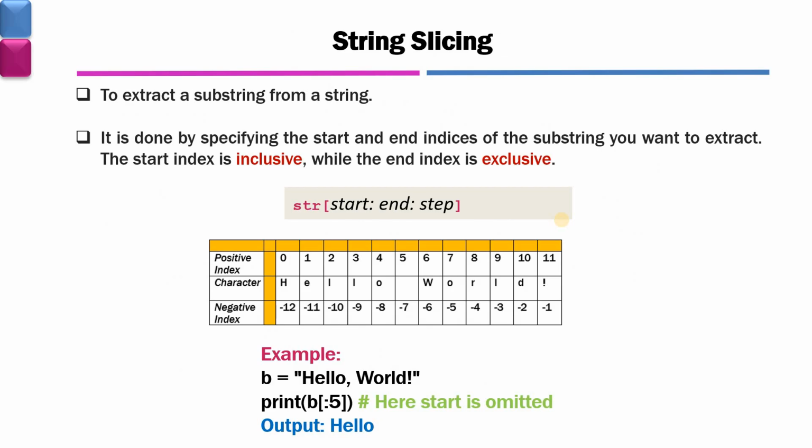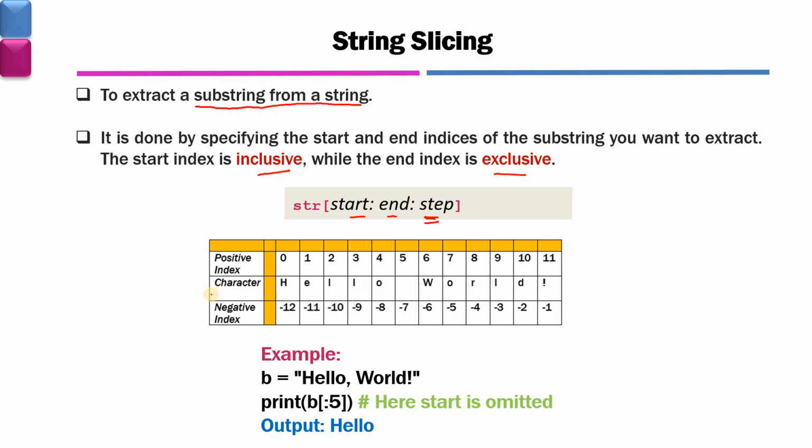Next comes string slicing. Slicing means what? I want to get a range of characters from the string, or you can say extract a substring from a string. It is done by specifying it this way: start, colon, end, colon, then step. I will explain what it means. Start is the starting index, end is the end index, and step is the increment that you are going to give. And remember one thing, the default value of step is 1. That means if nothing is specified, then step equal to 1 will be taken.